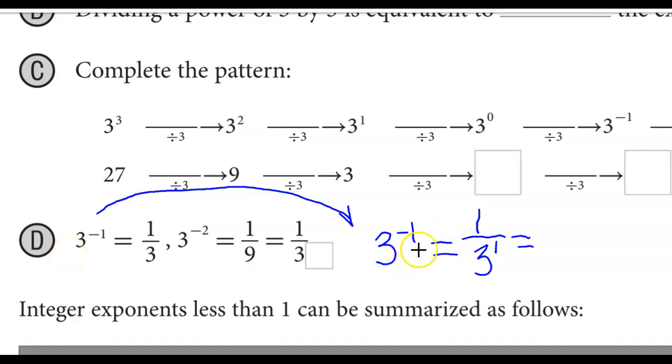Because 3 to the first power is 3. And then the 1 goes right here. So that's why there really should be an imaginary 1 right here. Okay, so let's go ahead and work with this next guy.